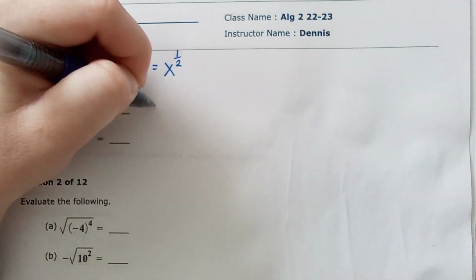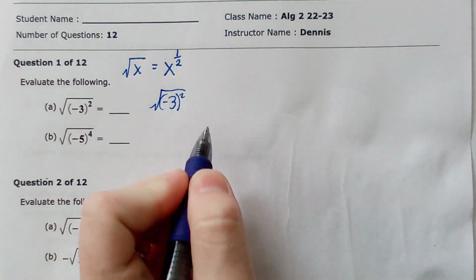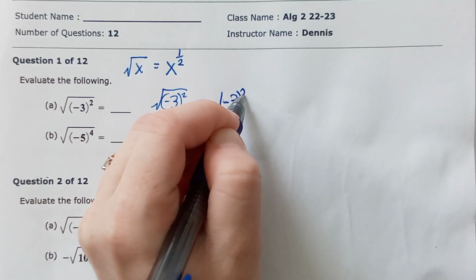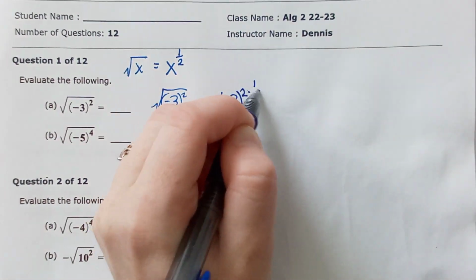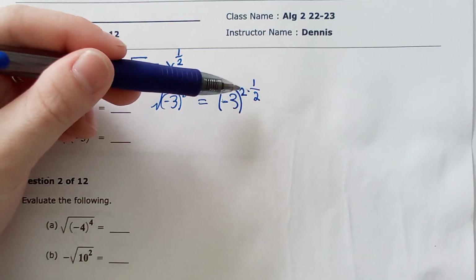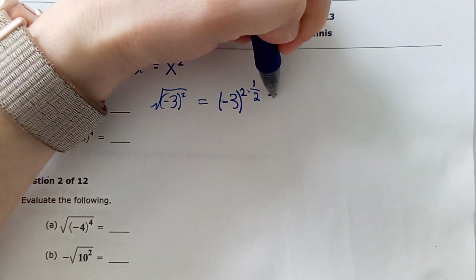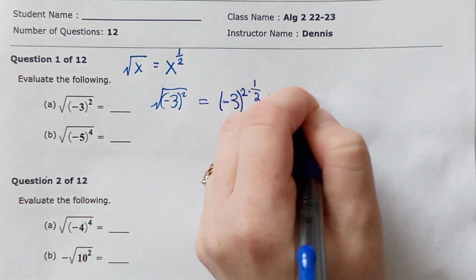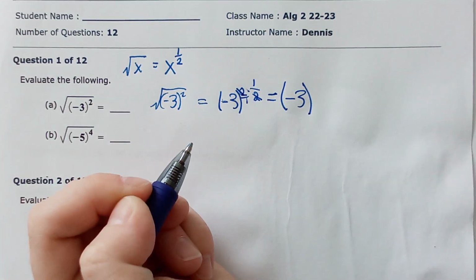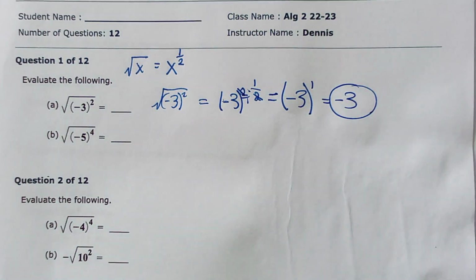Okay, so for a, if I've got the square root of -3 squared, I'm going to rewrite that as -3 squared times 1/2. That way my square root is gone, and now I've got an exponent that I can work with. I can multiply this exponent. So that's going to be -3 to the first, right? My 2's would cancel, because that one's technically over 1. So it's -3 to the first, so my answer is just -3.